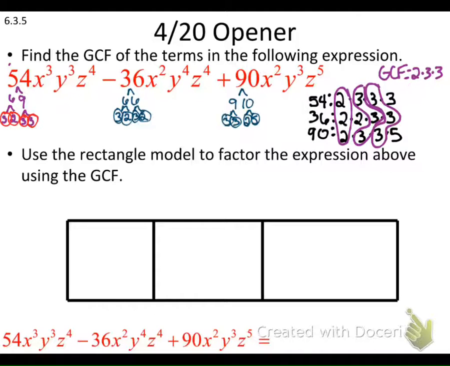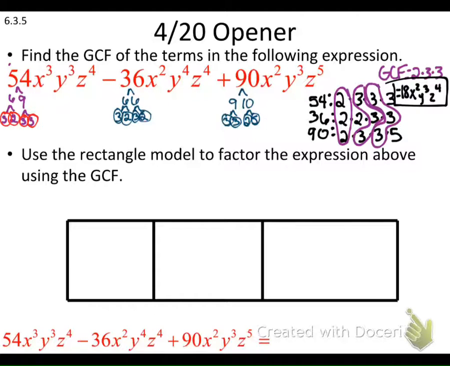What is it, Deontay? 18x squared, y cubed, z to the 4th. How did you get those? I multiplied 2 and 3. And then I got the variables. The variables up there, I got the one that was the least in each. And then I put it down. Good job. Very good. So that's our answer: your greatest common factor is going to be 18x squared y cubed z to the 4th.